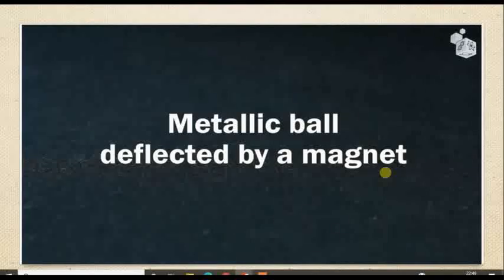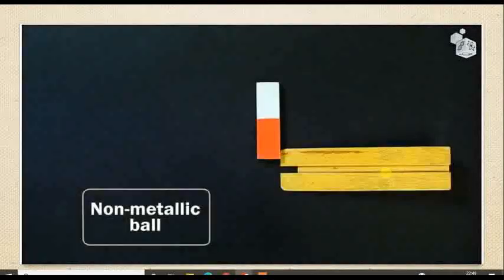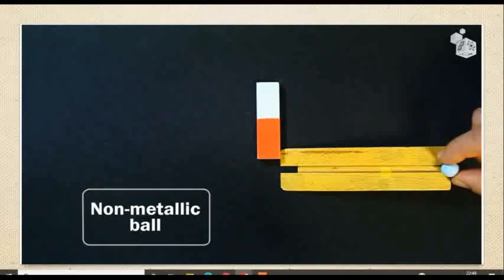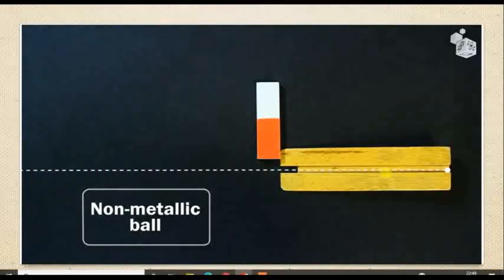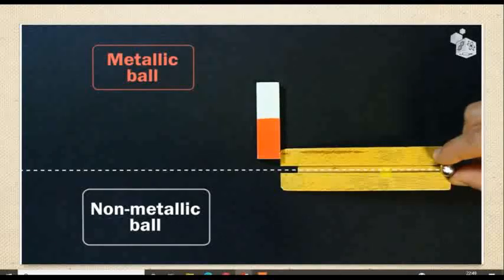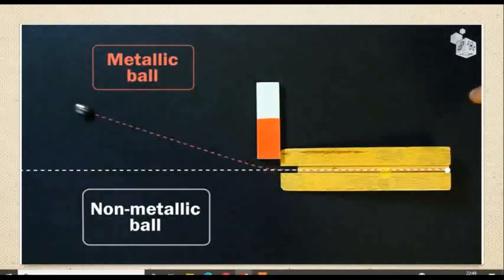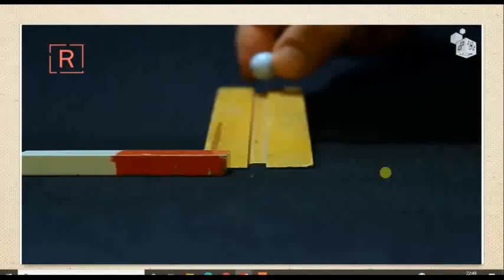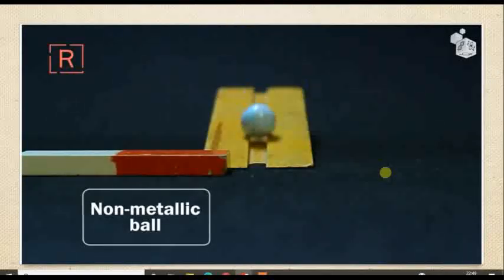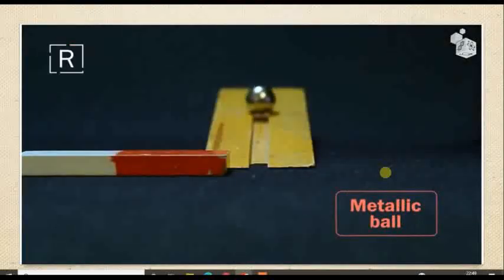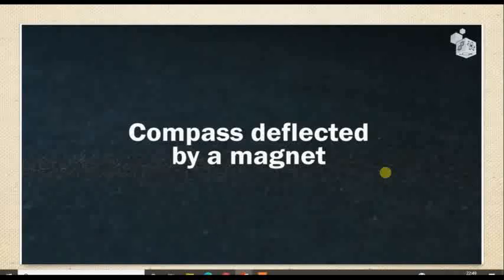Now let us see how a metallic ball will be deflected by a magnet. This is a non-metallic ball, suppose it's plastic. It's not deflecting. Look now at a metallic ball, how it is deflected towards the magnet. That means the iron is attracted towards the magnet. Look again, it is going to deflect. It is attracted towards the magnet.